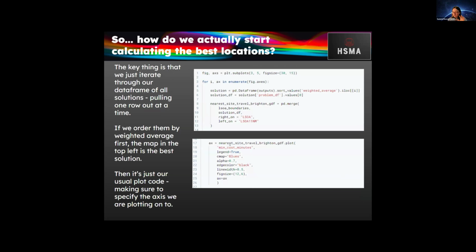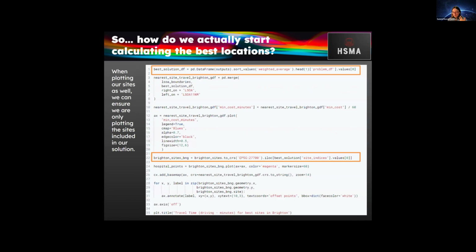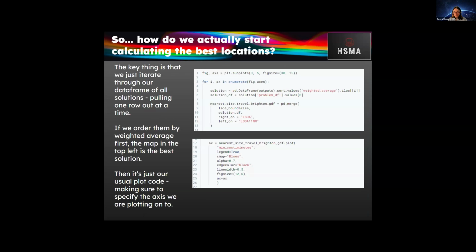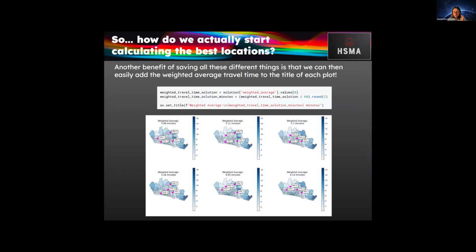So again, subplots, there'll be plenty of time to practice this in the exercise. Don't worry if you don't get onto this. If you can just plot the best solution for now, that's all we're aiming for today. And as I say, the benefit of saving all these different things is we can access things like the weighted average travel time for each solution and pop that into our title.